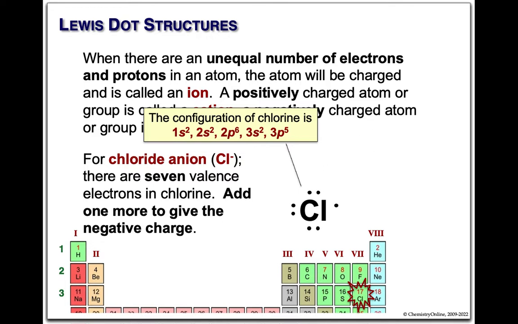Now, this is neutral chlorine. To make the chloride anion, we have to add 1 extra electron. And we do it here, where the unpaired electron is. And we show we have a negative charge. Any questions? Let's do another one.